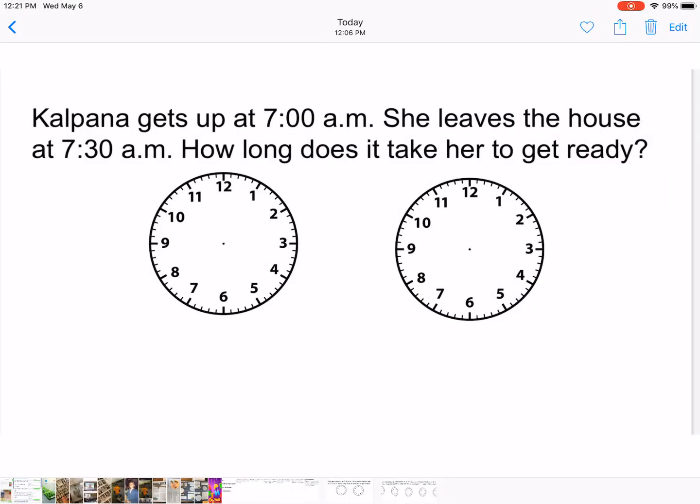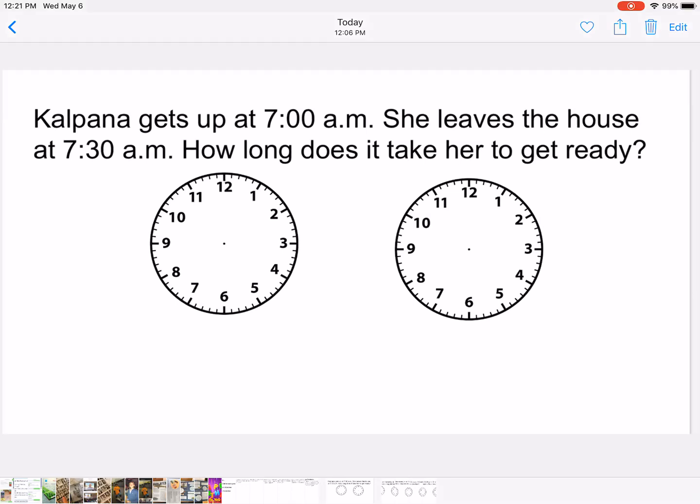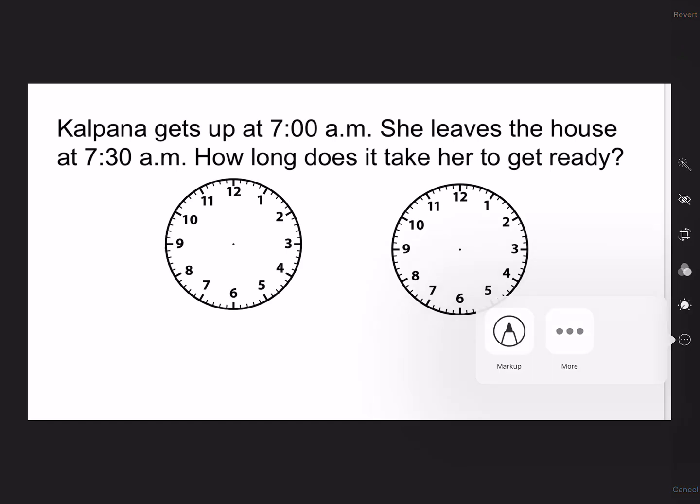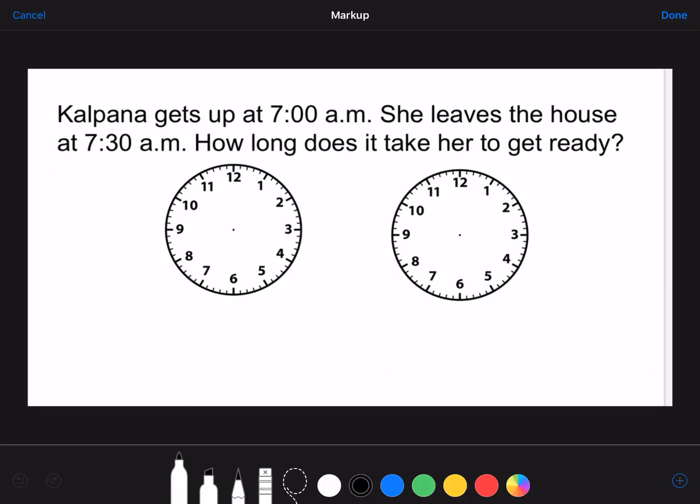Today we're going to learn how to figure out elapsed time. Elapsed time means going from a starting time to an ending time and seeing how much time has passed from one thing to another. So if we look at this problem, the problem says that Kalpana gets up at 7 o'clock a.m. She leaves the house at 7:30 a.m. How long does it take her to get ready?